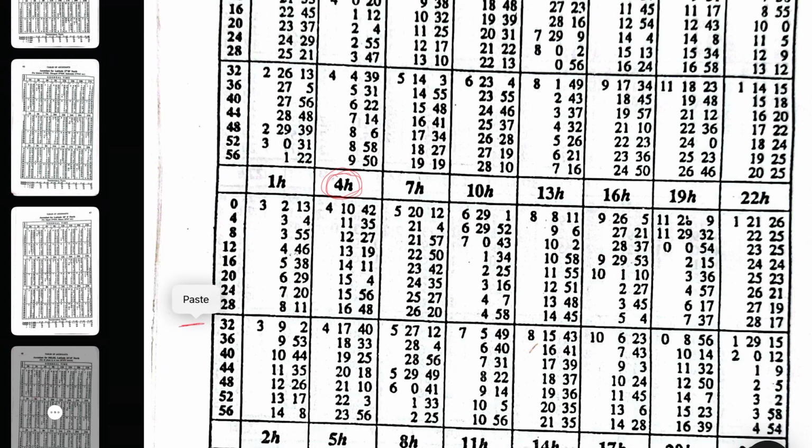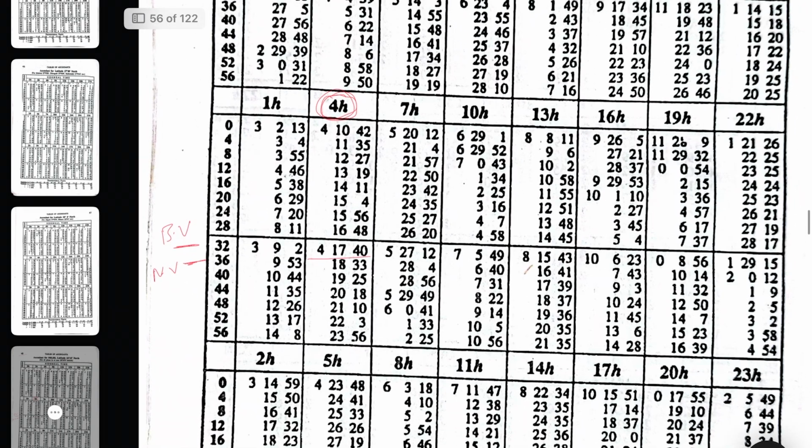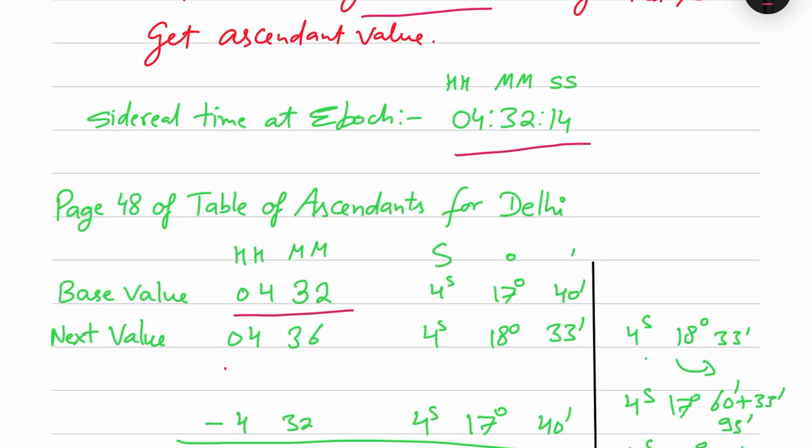So our time is greater than 32, and the next value is 36. So this is our base value and this is our next value. Here it is given as sign, degree and minute. It is 4 sign 17 degrees 40 minutes, and the next value is 4 sign 18 degrees 33 minutes. The base value is for 32, the next value is of 36, as I showed from the table of ascendant.